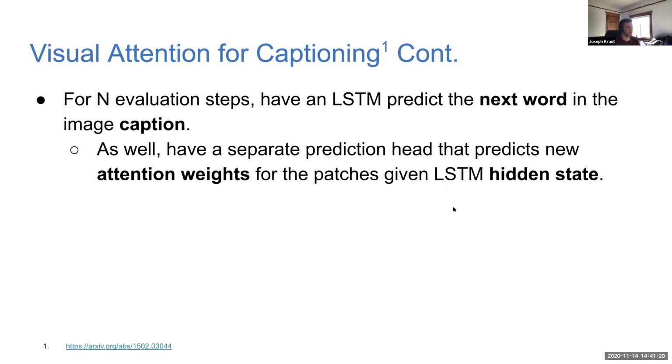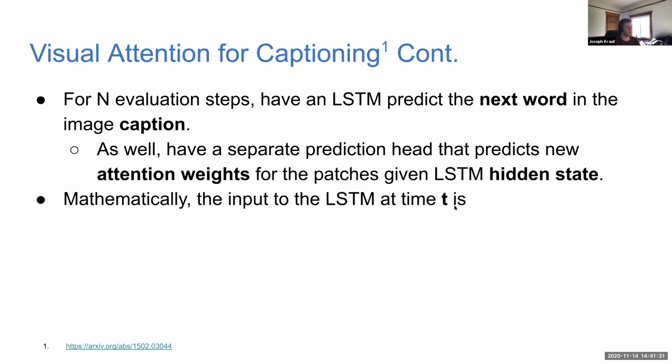Given the hidden state, we want to predict attention weights for the next state. To put this mathematically, because that sentence is kind of a mouthful, the input to the LSTM is a combination of the patches in our feature grid. I'll have a diagram in a second that might be more clear. Our input xt is just the summed combination of all the patches.